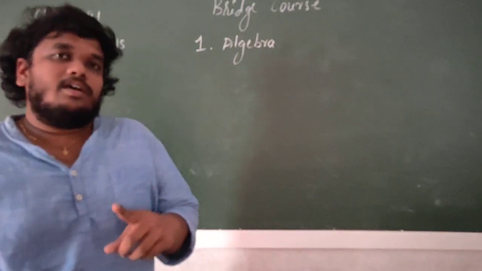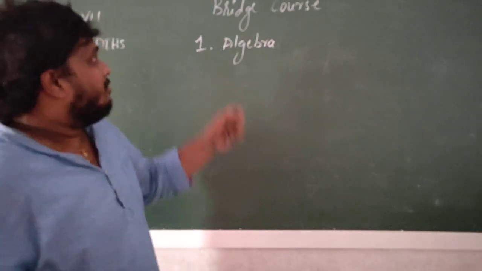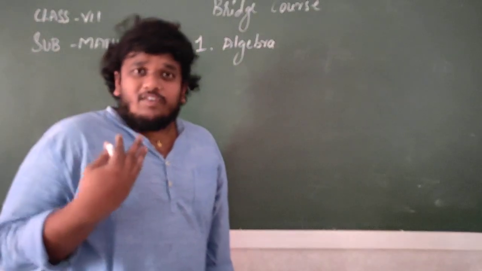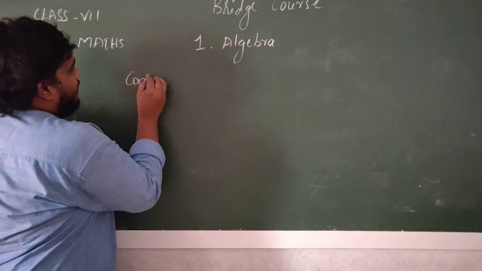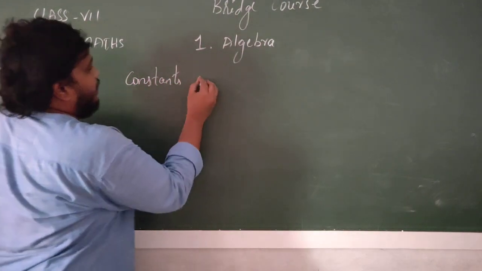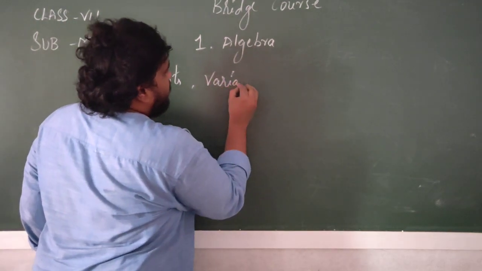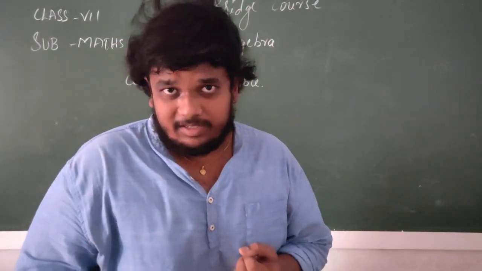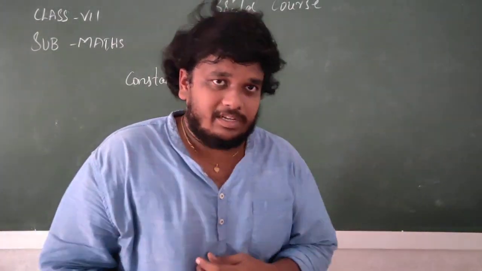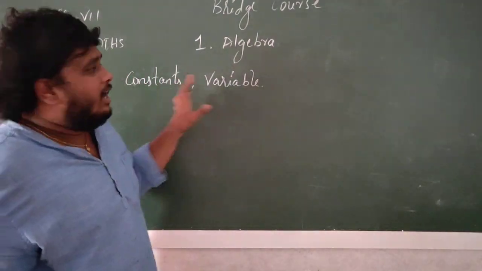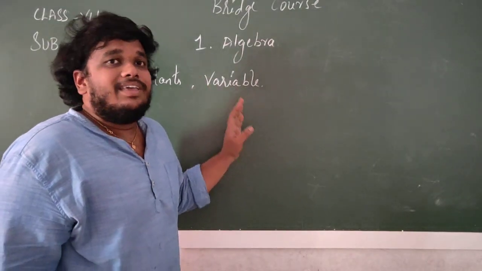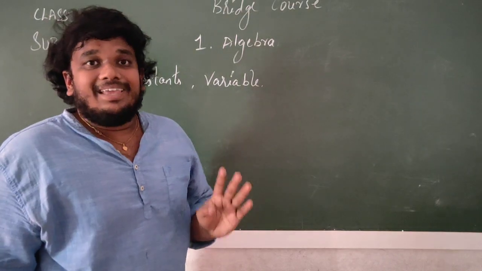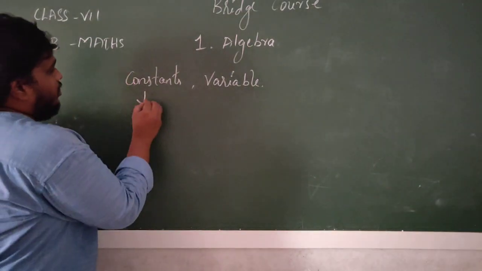First, the first topic we are going to discuss in the IIT classes is algebra. Before learning about algebra, we'll see what constants are and what variables are. Before learning about algebraic expressions, we have to know what constants and variables are. If you know them, then only can we learn what algebraic expressions are. So first, what are constants?